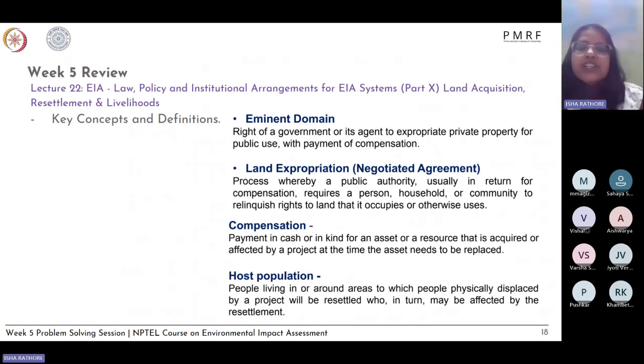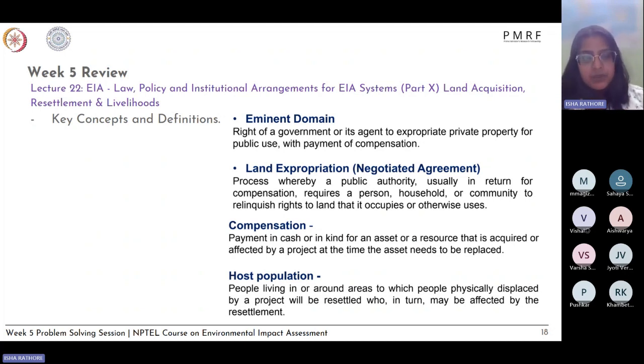So land expropriation is the negotiated agreement. This is the process whereby a public authority requires a person, household, or community to relinquish rights to land that it occupies or otherwise uses. Then compensation is payment in cash or in kind for an asset or a resource that is acquired or affected by a project at the time the asset needs to be replaced.